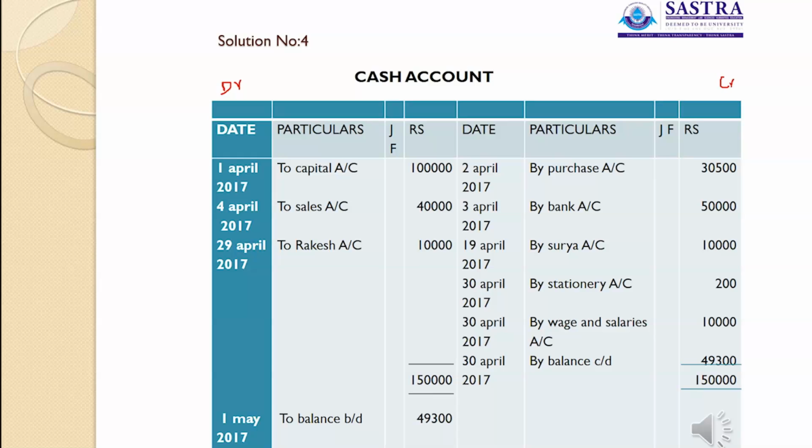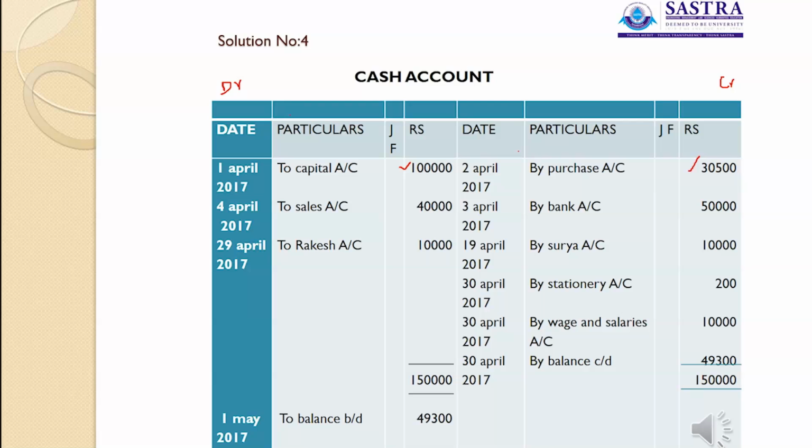So the format is date, particulars, journal folio, rupees. Date, particulars; this column is the credit column. So the first one is the cash account. 1st April 2017, to capital account, rupees 1 lakh. Then 2nd April 2017, purchase goods for cash, 30,500, by purchases 30,500.